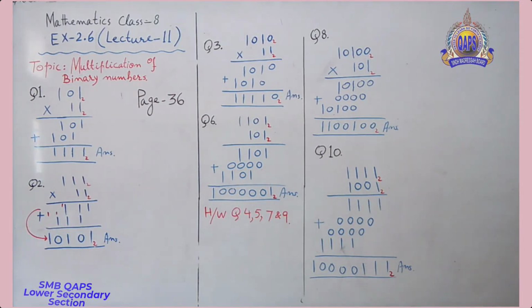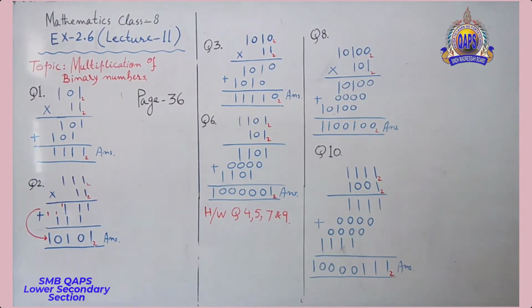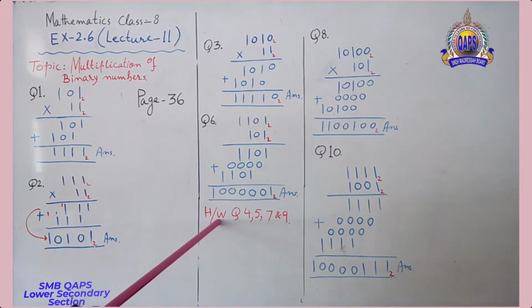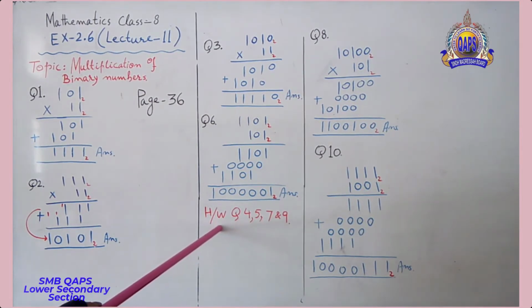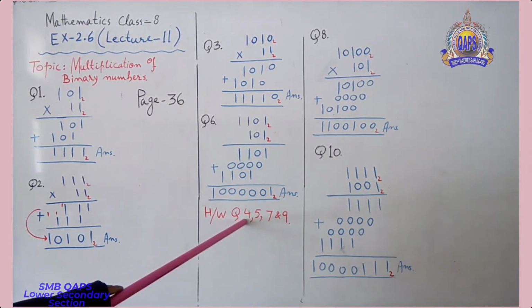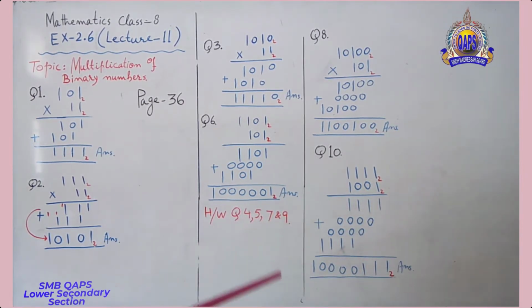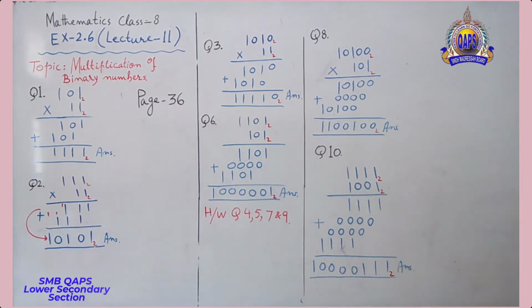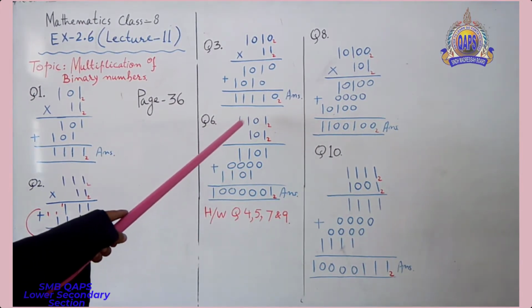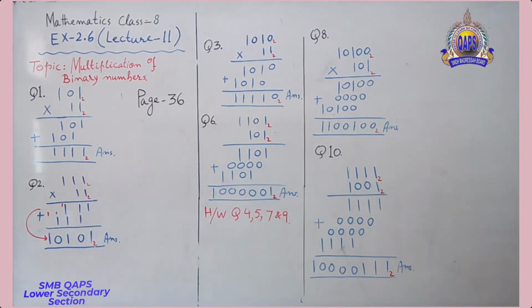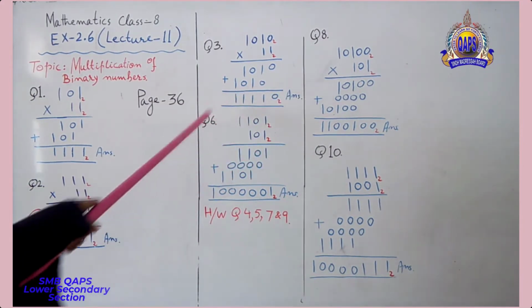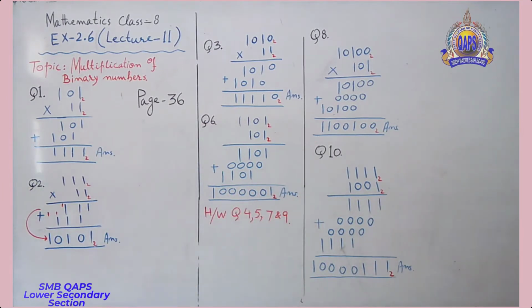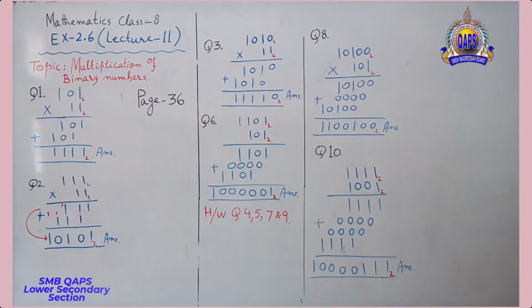So I hope you can do question number 4 and question number 5 as your homework. See over here, homework, question 4 and question 5. Now question number 6. 1101 multiply by 101. Have a look. Can you do it? Yes, why not?